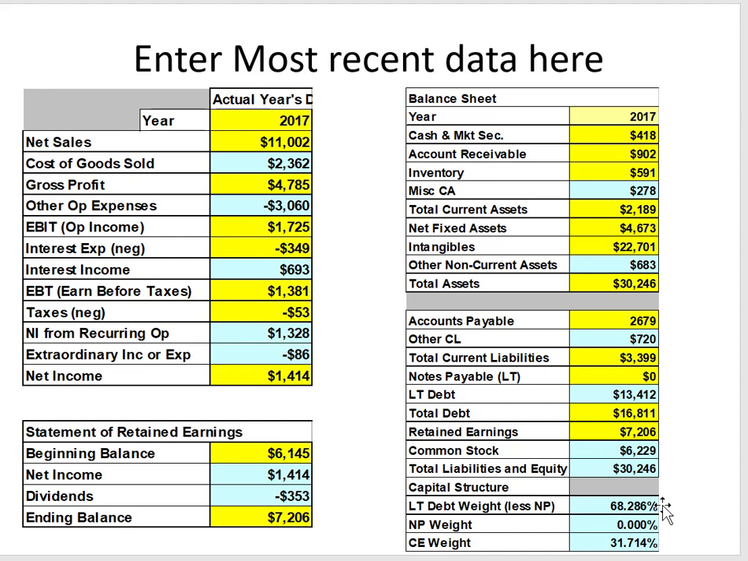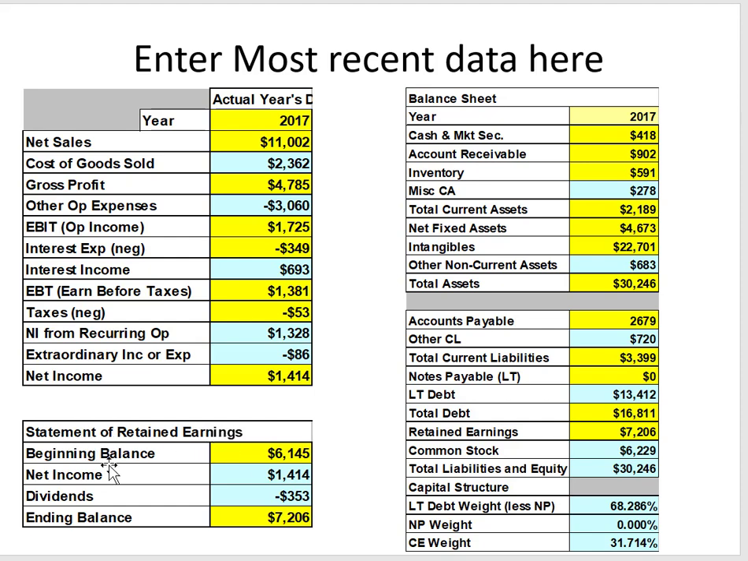68% of the long-term financing comes from long-term debt, while 31%, almost 32%, comes from common equity. Now, what is common equity? In general, common equity is common stock plus retained earnings. When we start this analysis, we're going to assume that profits of the company, after we've paid dividends, the profits that are left over, those all go to retained earnings.